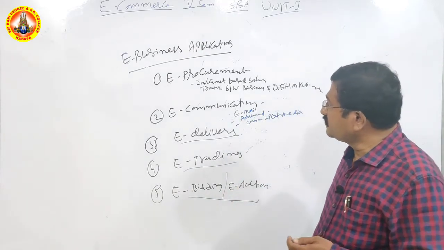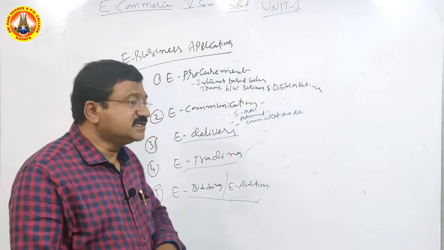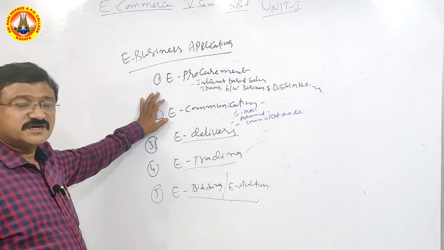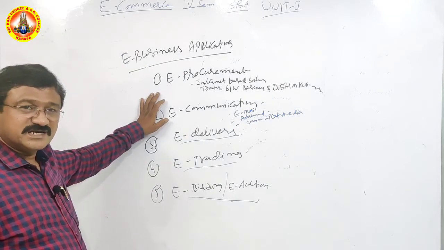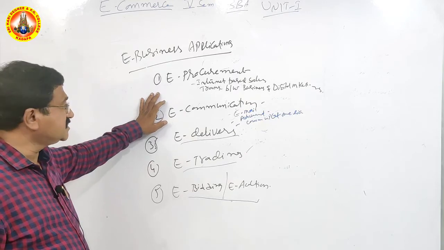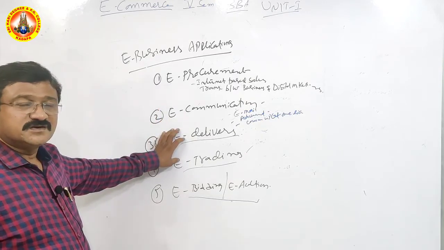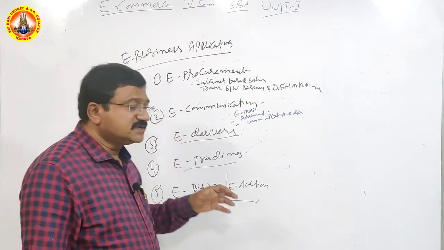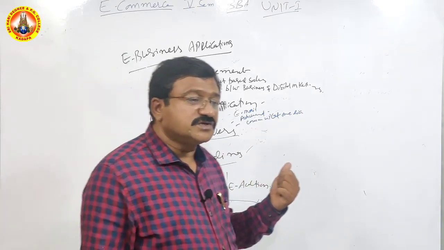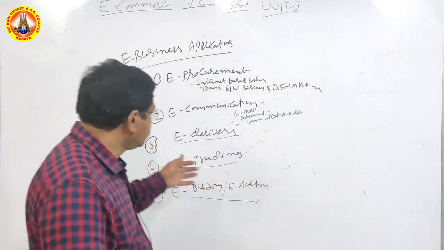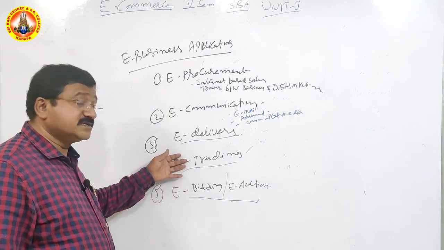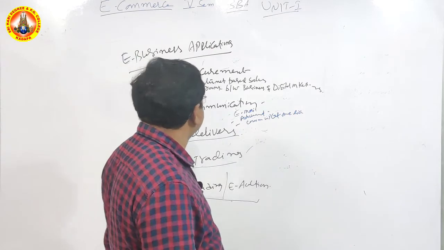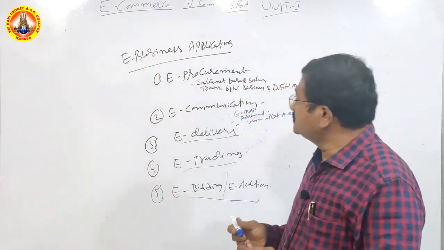These are the 5 e-business applications. E-procurement. E-communication between the sender and the receiver, or from one business person to another, via electronic media or email. E-delivery, from the sender to the receiver and the receiver to the sender, which means the receiver receives the quality of the product from the sender. E-trading, a type of marketing, strategic things. E-bidding and auctions, which come under e-business activities.